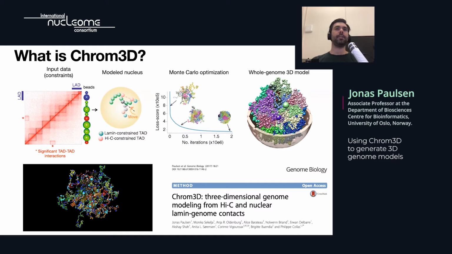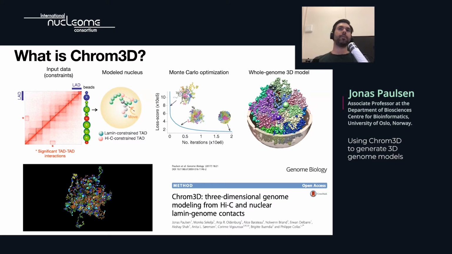And at the end, you will see the optimized structure. In this case, this is a genome-wide model. This can now be placed within a model of the nucleus to allow us to visualize it like this, where each chromosome, in this case, is colored in a distinct color. And you can see the different beads, which correspond to the different TADs.